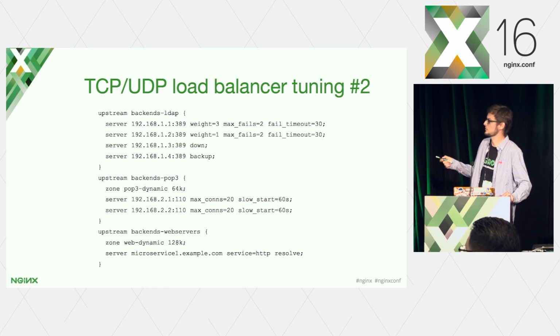Also, you can use the service keyword to query the DNS SRV records to populate the upstream group here. And it requires the resolve parameter to be on as well, so you wouldn't need to restart NGINX when the IP addresses change or there are some new entries in DNS for your service.